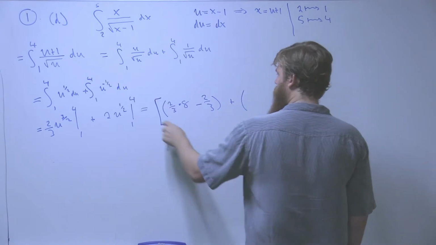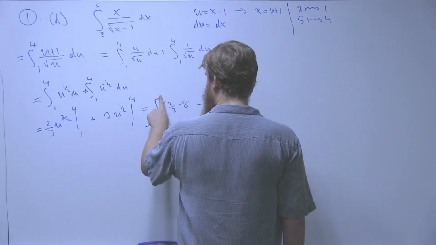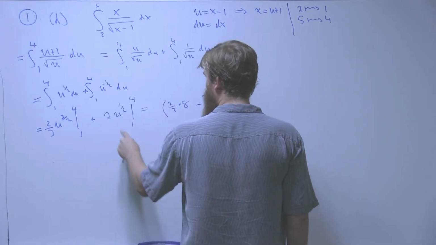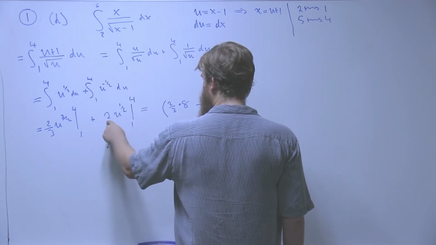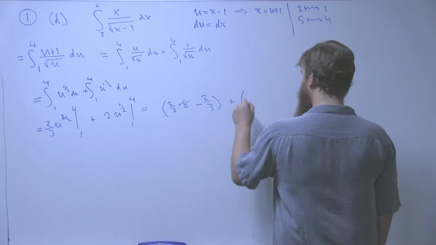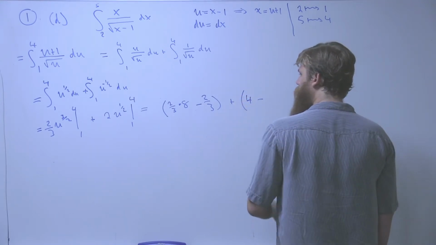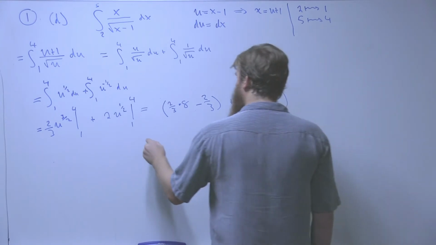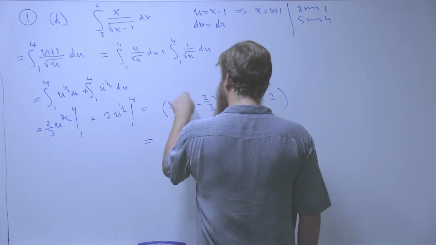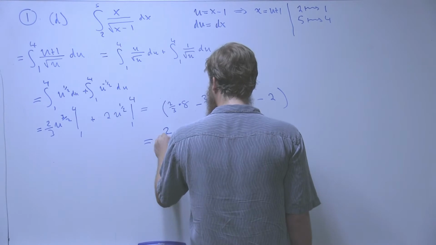Plus, here if I evaluate this at 4, I've got 2 times 4 to the 1/2, which is 2 times 2, or 4, minus 2 times 1 to the 1/2, which is just 2. So there's your answer. This part I'll factor 2/3 out of to make it easier to simplify.